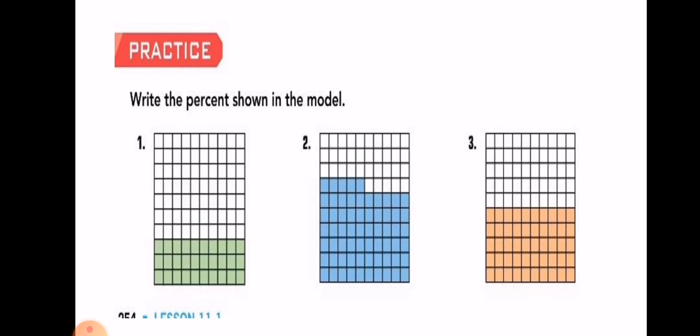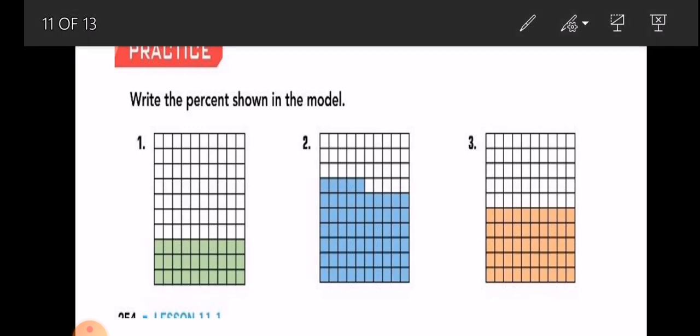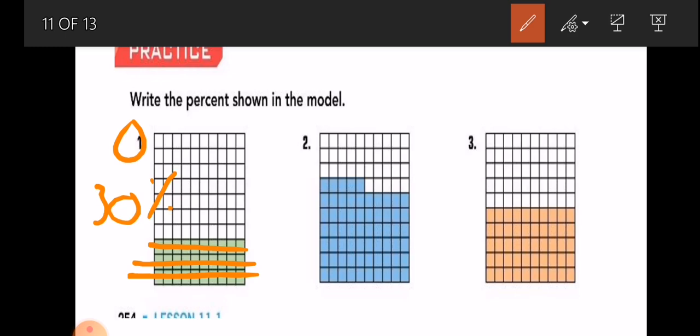Now let's see the questions in your book. Write the percent shown in the model. Here it's very easy because the grid is already 100, so I just want to know how many are colored from the 100. So let me count. Question number 1. Here I will count by 10, 10, 20, 30. So here it's 30%. 30 over 100 means 30%.